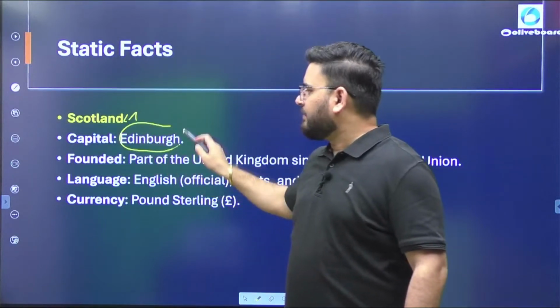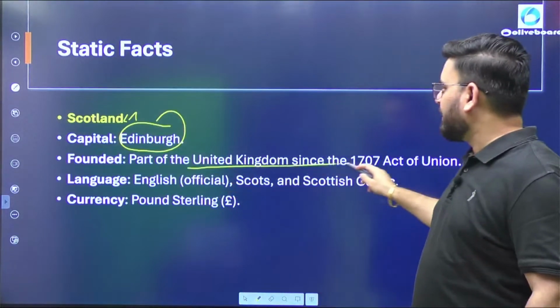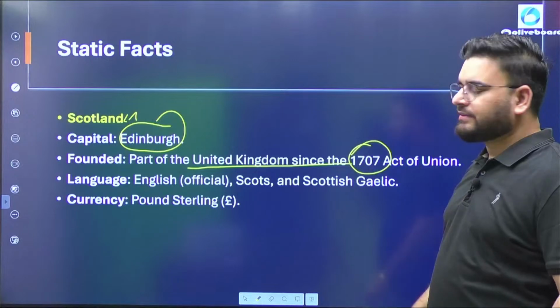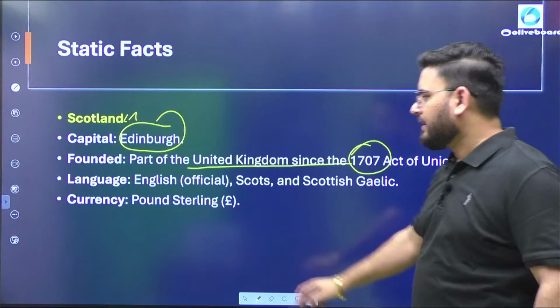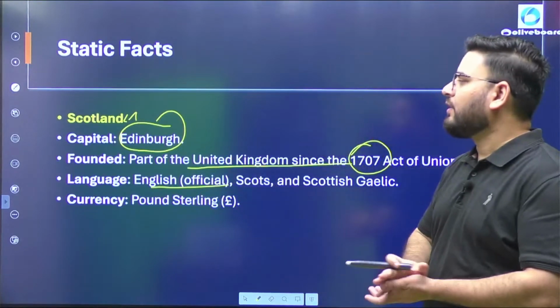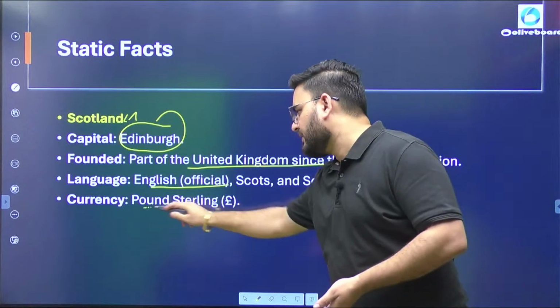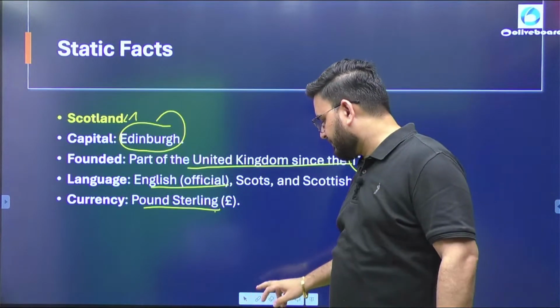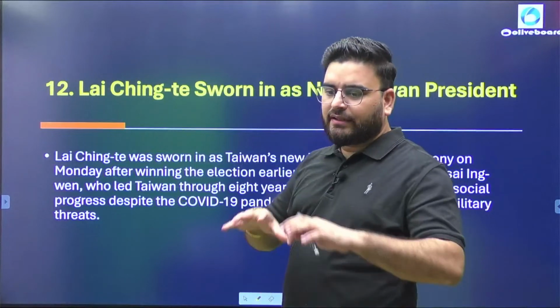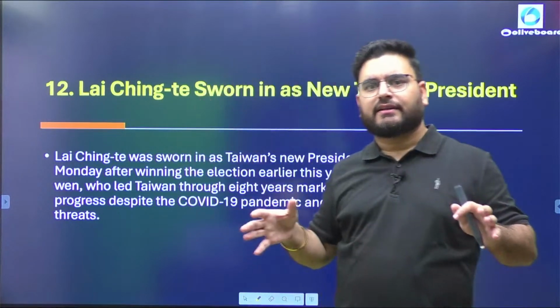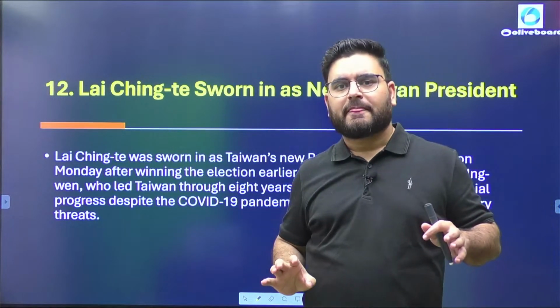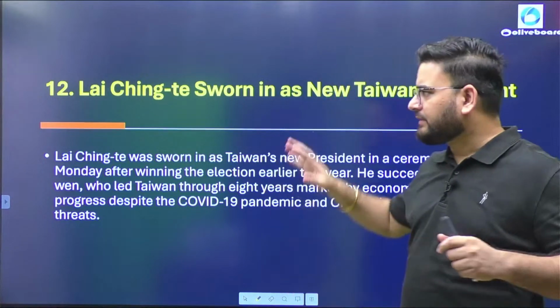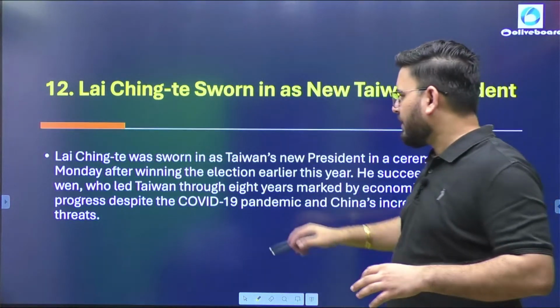Scotland, the capital is Edinburgh, and it has been a part of the United Kingdom since the 1707 Act of the Union. English is its official language, and the currency is pounds. This was about Scotland. We can convert this entire news into a single liner. I will show you that also. Just first listen to this.